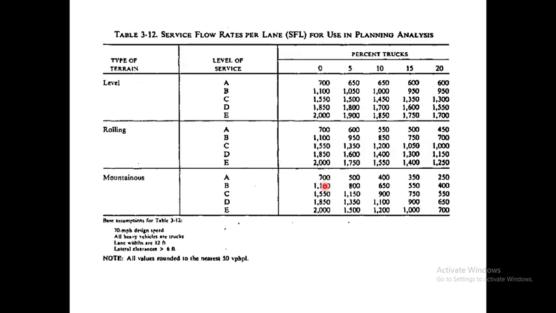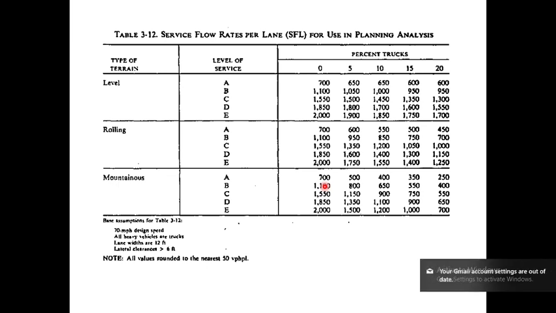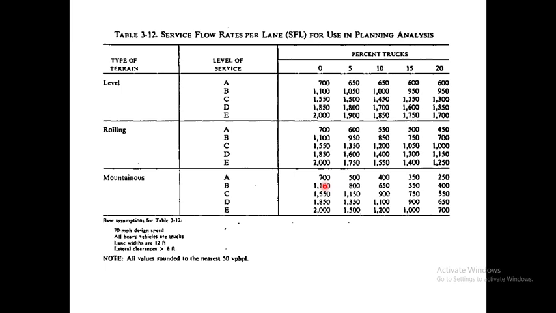And the last table is the service flow rate per lane, SFL, for use in planning analysis. So when you find out that we are talking about planning analysis, you can easily use this table. It is divided into three different rows for level terrain, rolling terrain, and mountainous terrain. So all the terrains have a different level of service. So here you can easily find SFL.